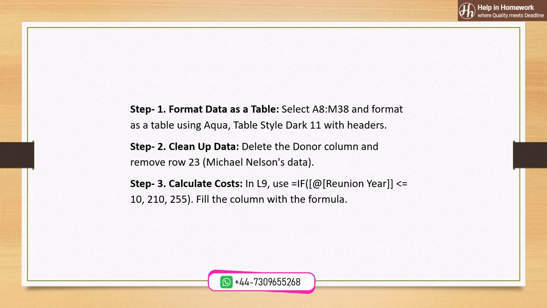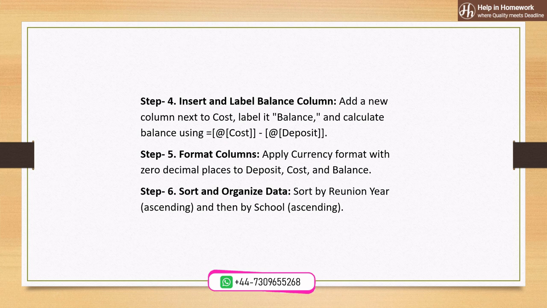Step 3. Calculate costs. In L9, use =IF(reunion year<=10, 210, 255). Fill the column with the formula. Step 4. Insert and label balance column, add a new column next to cost, label it Balance, and calculate balance using =cost-deposit.